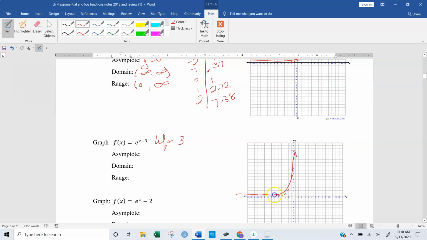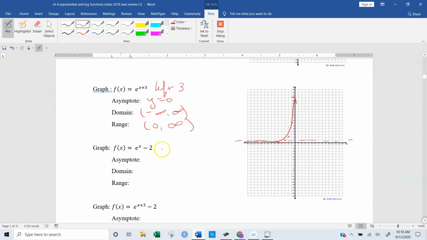Still have your asymptote at x equals 0, or y equals 0. Your domain x can still be anything, and your range is still starting at 0. This time, we're going to take our graph. It's -2, not attached with the x, so it's going to go down 2. So now our range is going to change. So now we're going to go down 2 and put in our new asymptote.